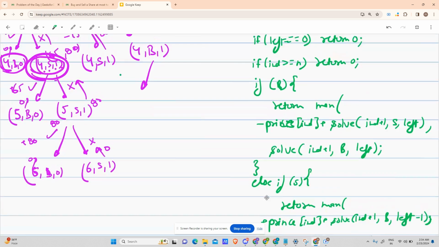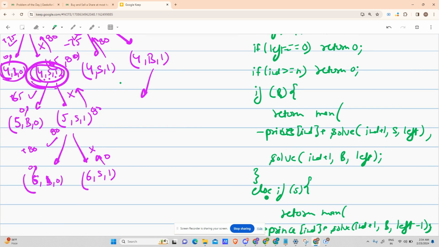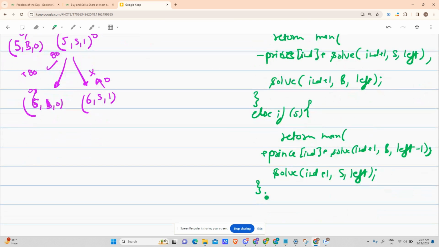Now I will not tell you how to implement DP into it, because I think you are well versed in DP, right? You will have to just use a DP array. I'm giving you a 5-minute break. Pause the video and check what will be the dimensions of the DP array.